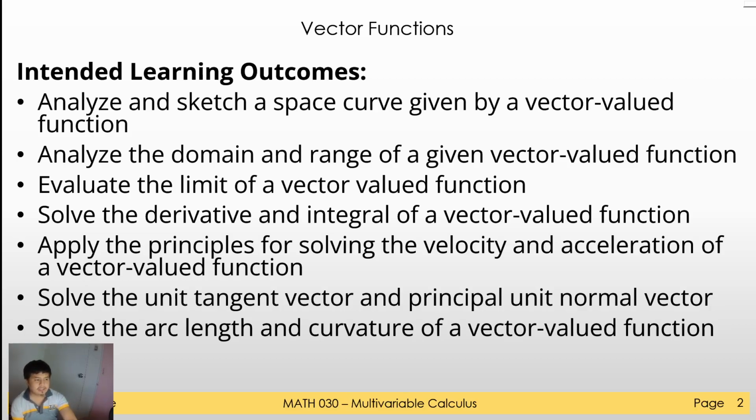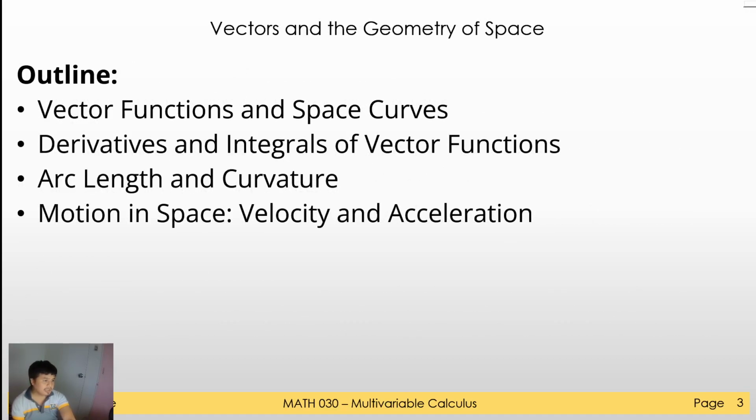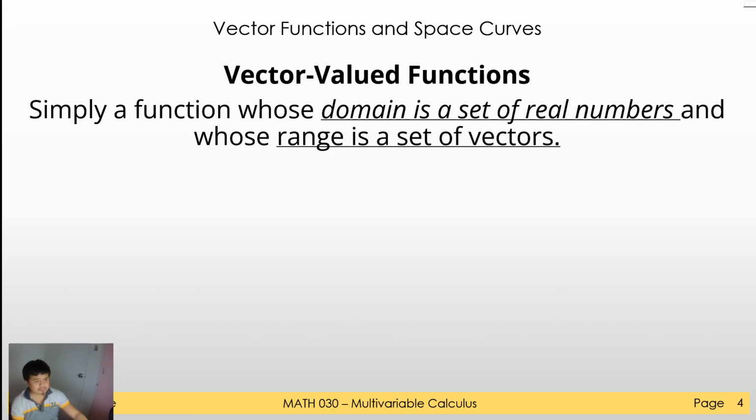Okay, let's begin with vector functions. A vector valued function is simply a function whose domain is a set of real numbers and its range is a set of vectors. Basically, you have an input, the input are real numbers. Actually, you have t, where t is the parameter, and then the output will be a vector in a space.